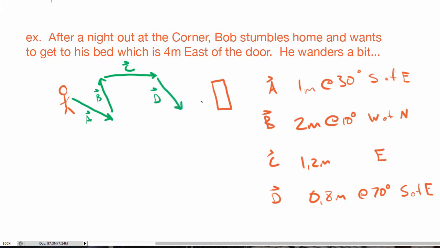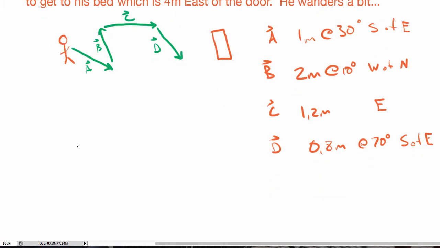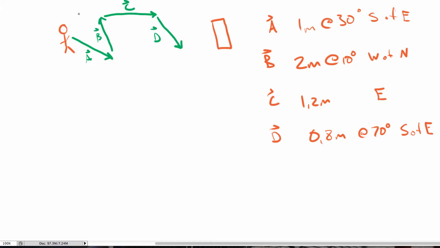So the question is, does he make it to the bed? And I can't tell by looking at the picture. All right, so in order to look at this problem a little bit more closely, what I'm going to do is draw these vectors separately, just so we can really be clear about what we're doing here. So here's my vector A, and then I have my vector B.